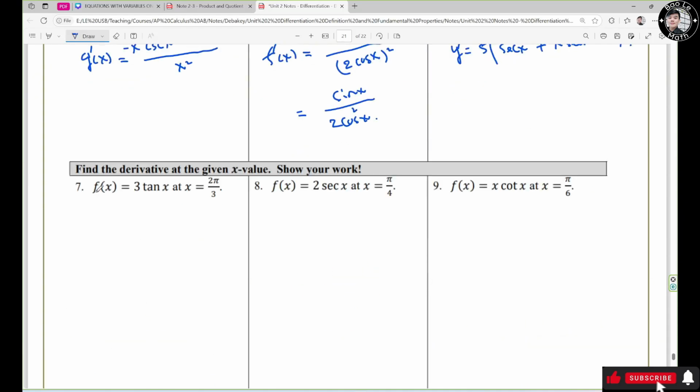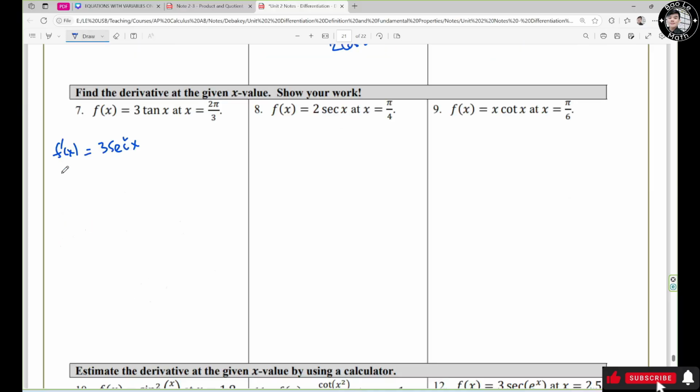Now question 7. Find the derivative at the given s value. So you have f prime of s equals 3 times secant squared of s. Now, in order to evaluate the function at s equals 2 pi over 3, you need to convert secant to cosine of s. So this turns out to be 3 over cosine squared of s.